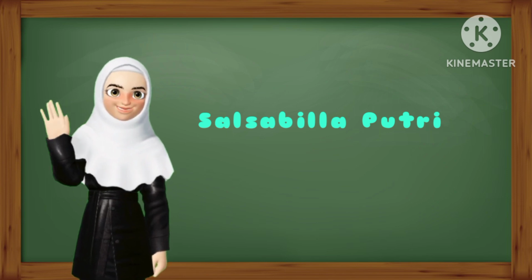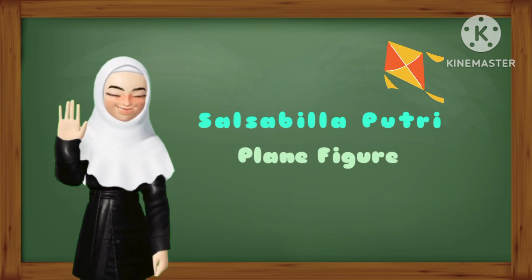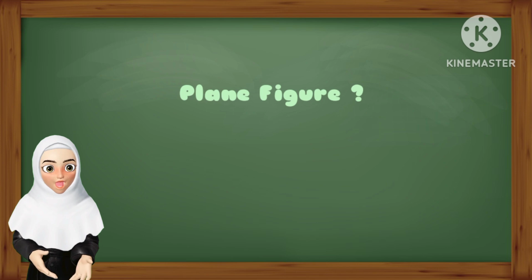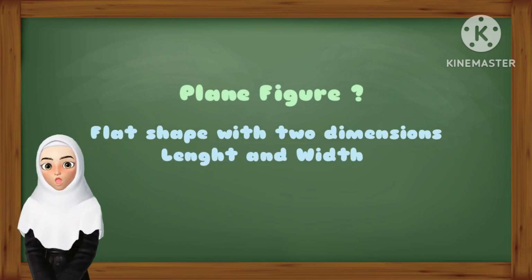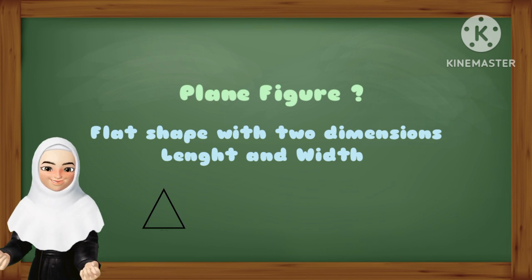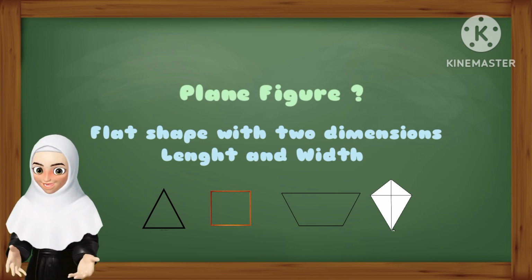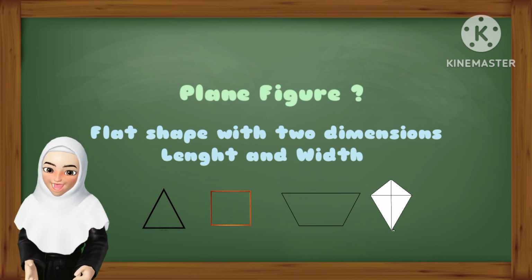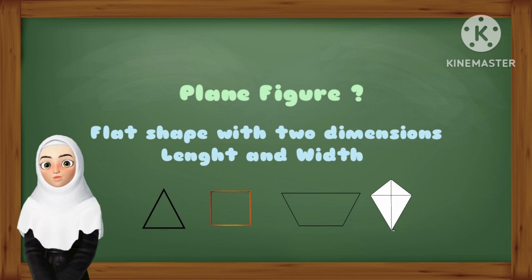This time, I will talk about how to solve plane figure problems, specifically kites. So, let's get started. Before we begin, we must define a plane figure first. A plane figure is a flat shape with two dimensions, length and width. Triangles, squares, trapezoids, and kites are examples of plane figures. We will look at how to calculate the circumference of a kite if you know the length of the side and the area.